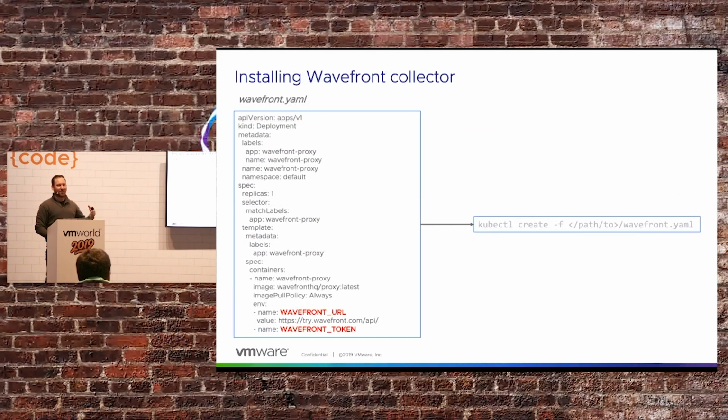Similarly, the Wavefront Collector, again, this is all Kubernetes, lots of YAML manifests. The only thing with the Wavefront one is you can either take the generated version from the Wavefront console, or you can build your own, but you'll have to inject your Wavefront API URL and API token so that all the metrics you're sending get properly indexed and displayed against your tenant.